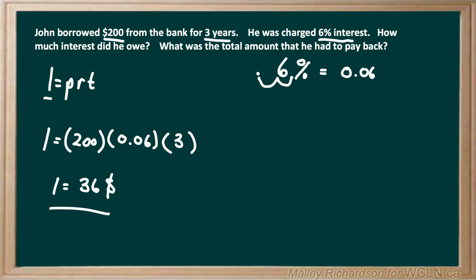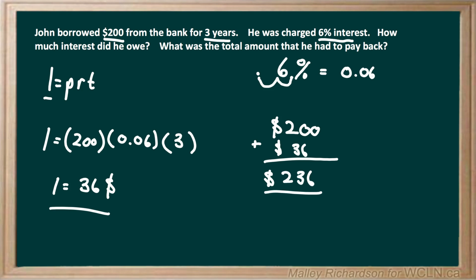So to find the total amount that he had to pay back, we're going to take the amount that he borrowed initially, $200, and add that on to the interest that he owed, $36. So adding this all up, we get an answer of $236 that John has to pay back to the bank.